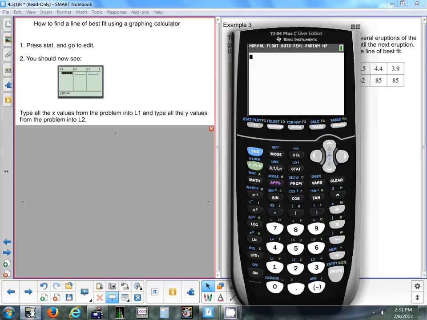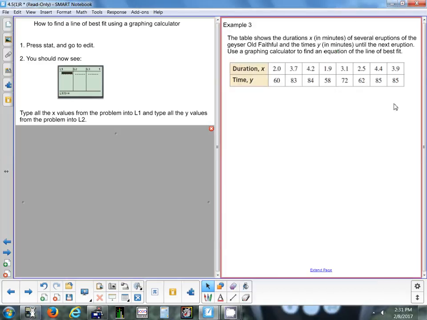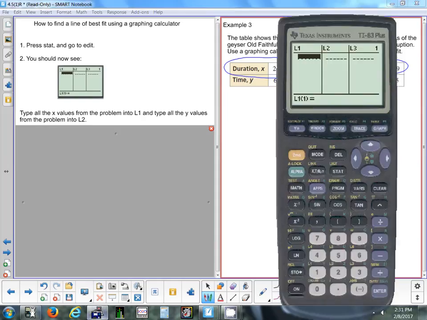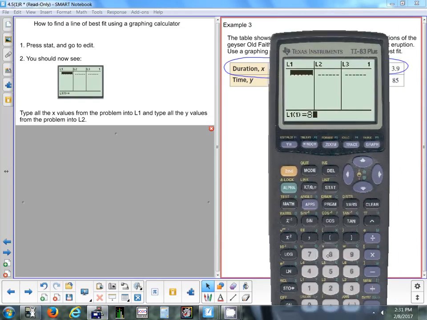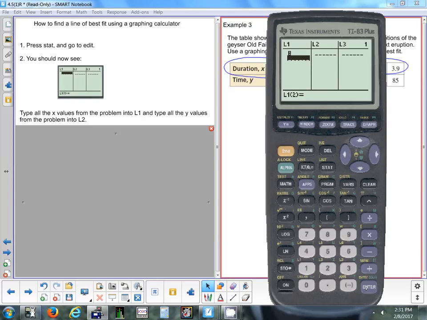Next step, we're going to type in these X values right here. I want to type those 1, 2, 3, 4, 5, 6, 7, 8 numbers into L1. I'm going to show you how you do it. On your calculator, does everybody have a black box in L1 right now? If you have anything else in that box, like if somebody was using the calculator before you and left the number 8, just click on it and press delete. You shouldn't have anything in L1. Is everybody's L1 blank?